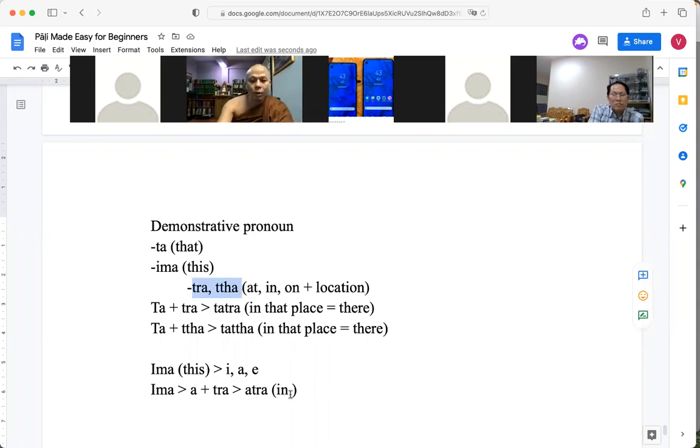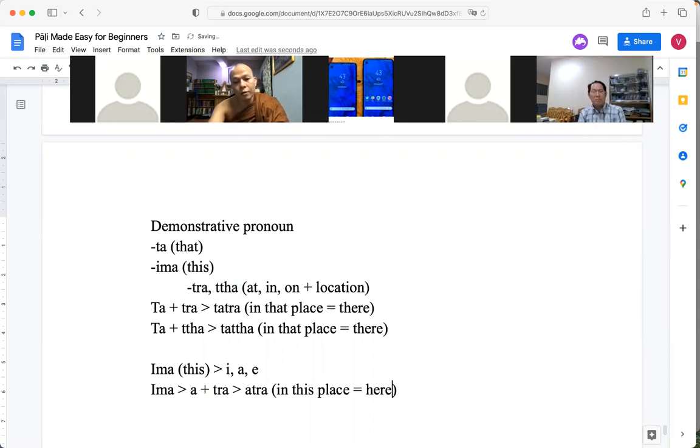So in place or in location, in this place. So that means, here, as a single adverb. So atara.